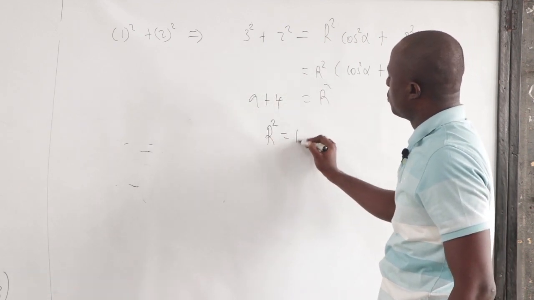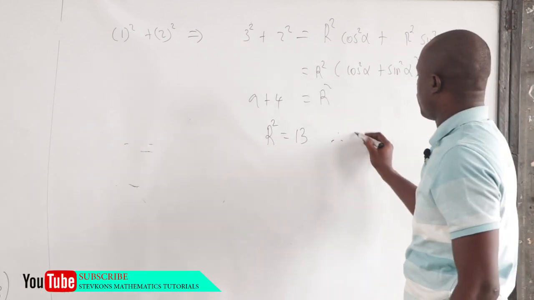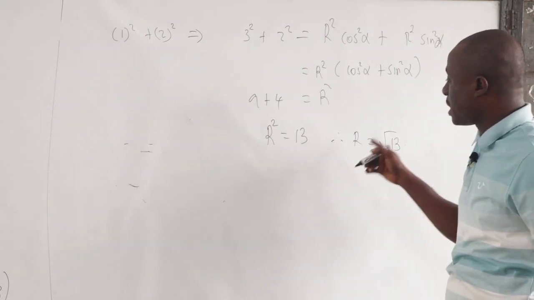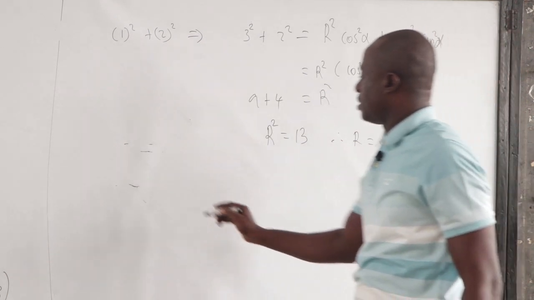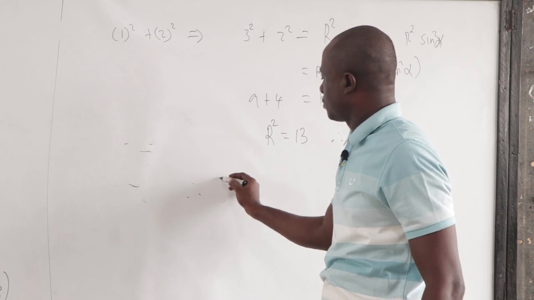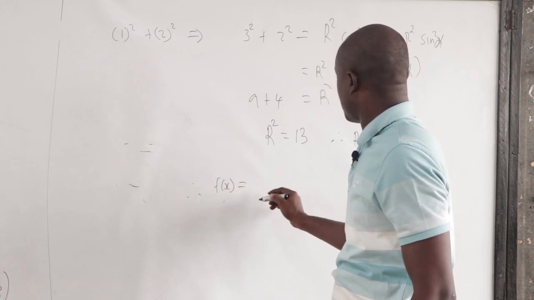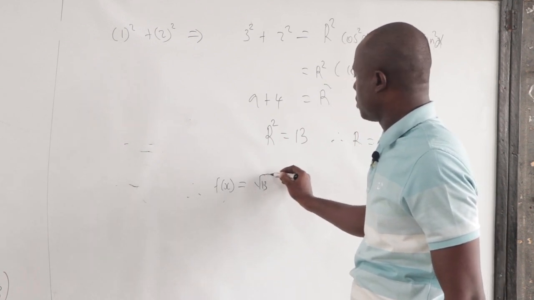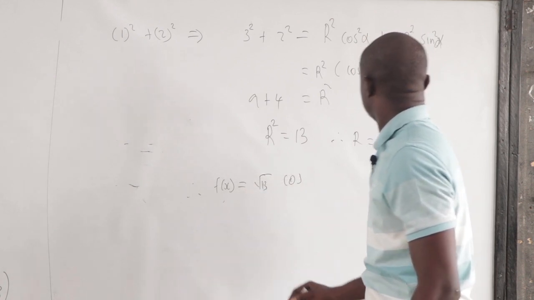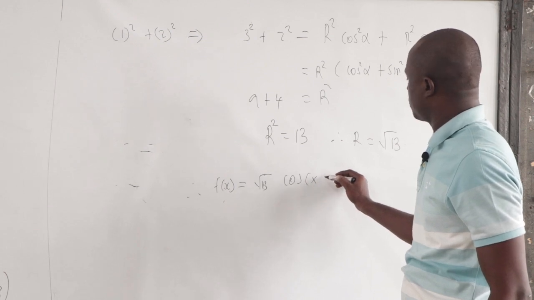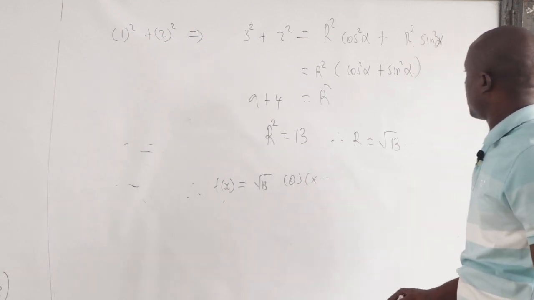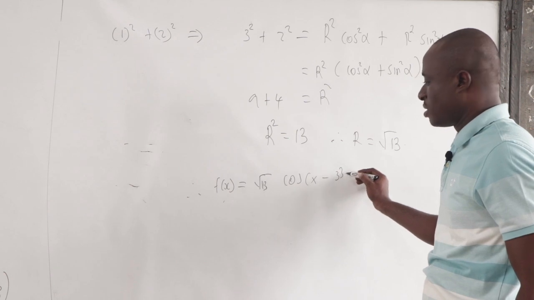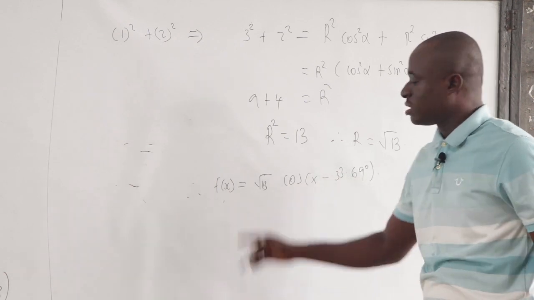So you have r square equal to 13. Therefore, r equal to square root of 13. It's plus or minus, but because r is positive, we have that. Therefore, we can express our f of x as root 13 cos(x minus alpha). What is the alpha? Our alpha is 33.69 degrees. That is our f of x.